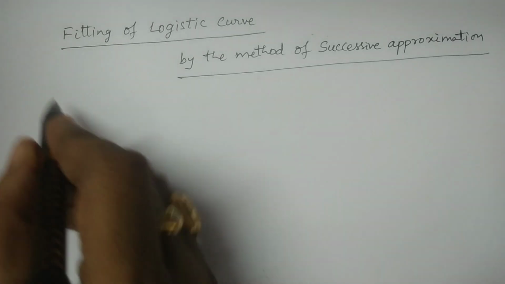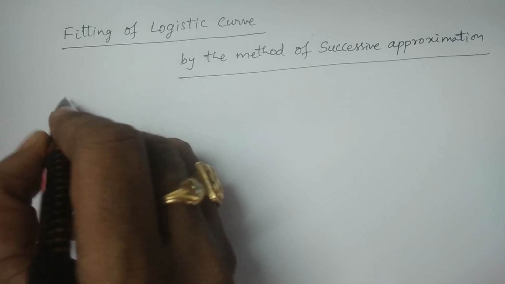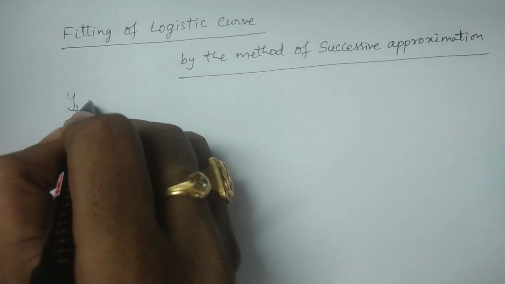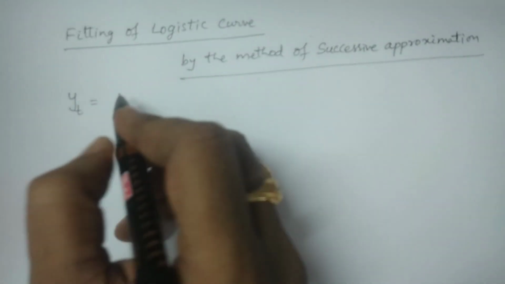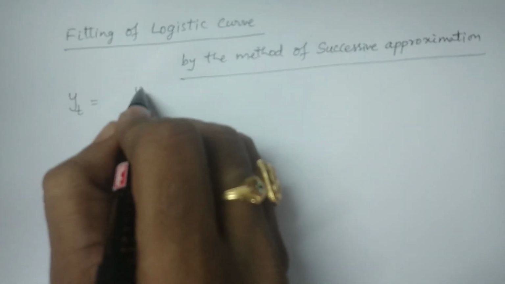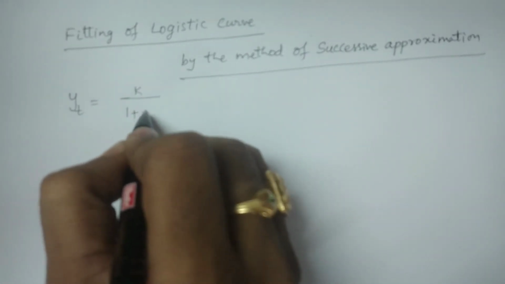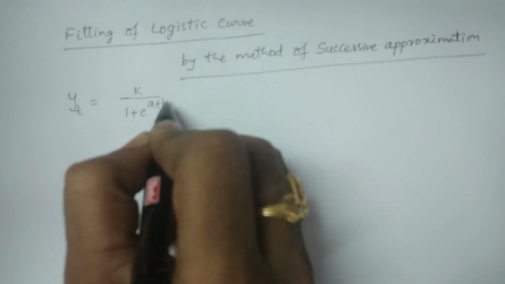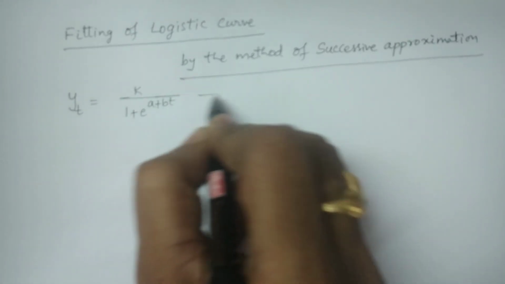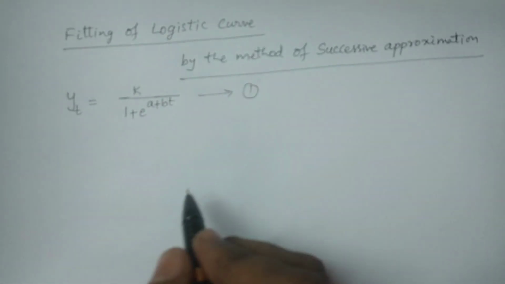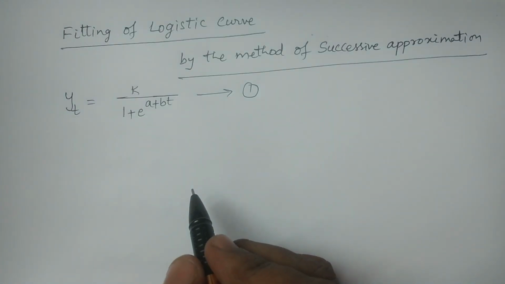So first of all, I consider the logistic curve. What is the logistic curve? It is yt is equal to k by 1 plus e power a plus bt. That you consider, it is equation 1. This is our logistic curve.